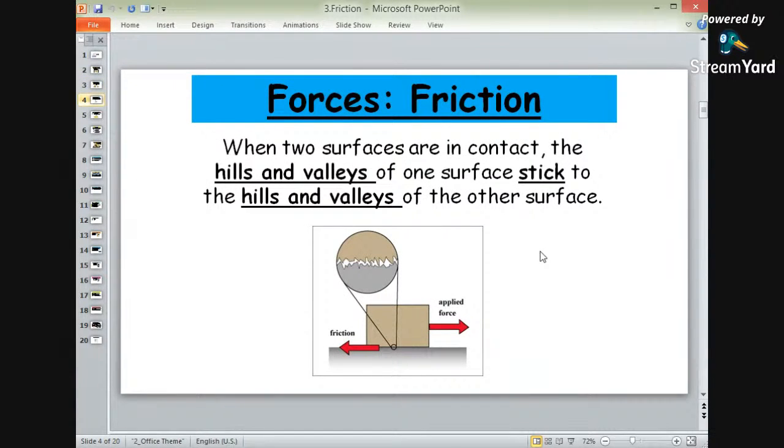Again, the applied force is applied in this direction. When two surfaces are in contact, the hills and valleys of one surface stick to the hills and valleys of the other surface. We are applying a force in the rightward direction, and this frictional or opposition force is applied in the reverse direction. This is the broad concept: the applied force moves the body towards the right, and due to this there will be a frictional force acting in the opposite direction.